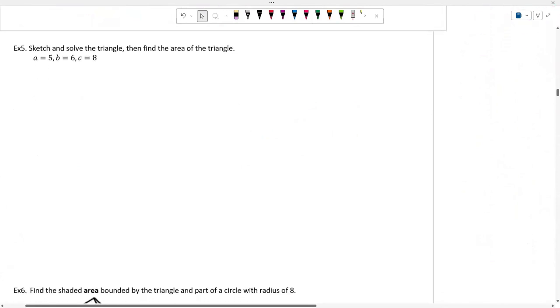So now let us try to work it out. Another example. What if I have SSS? How do I solve the triangle? I also need to find the area of the triangle as well. Okay, so let's see.